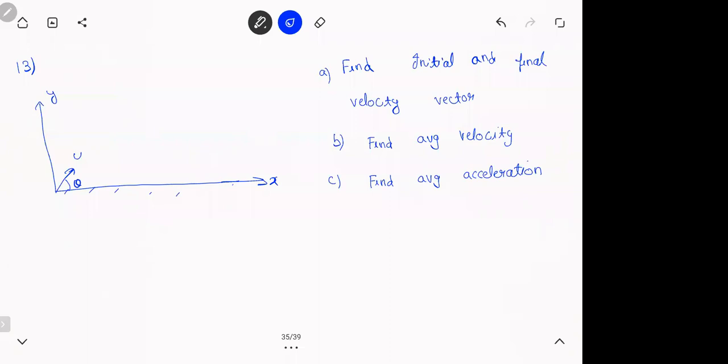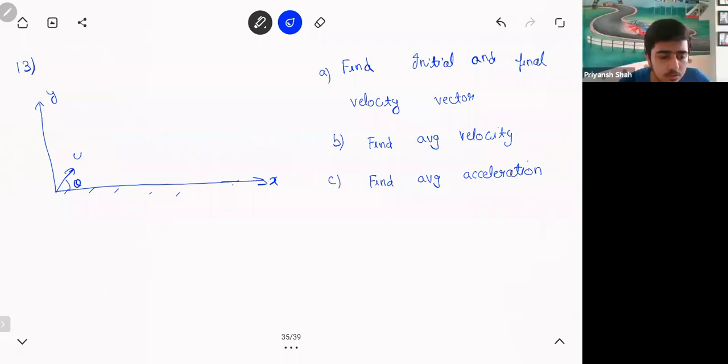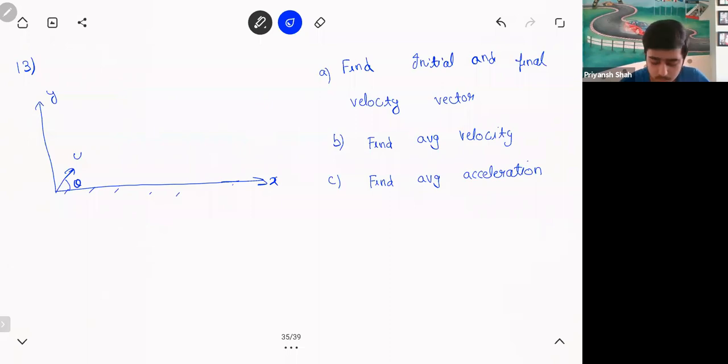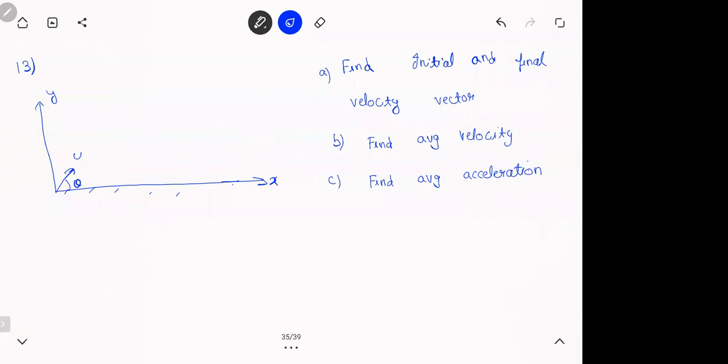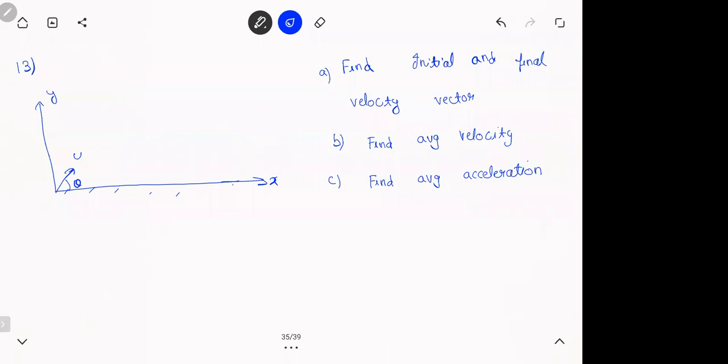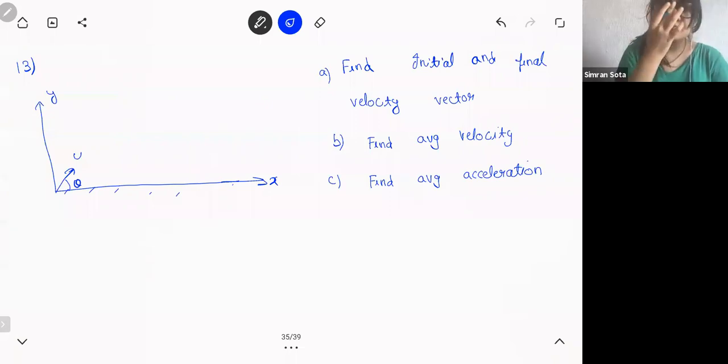Priyansh, what is the definition of average velocity? Total distance upon total time. That is average speed. Simran? Total displacement upon total time. Total displacement by time, na? Total distance will be average speed, Priyansh. Right? Yashvi, what is average acceleration? Final velocity minus initial velocity by time.